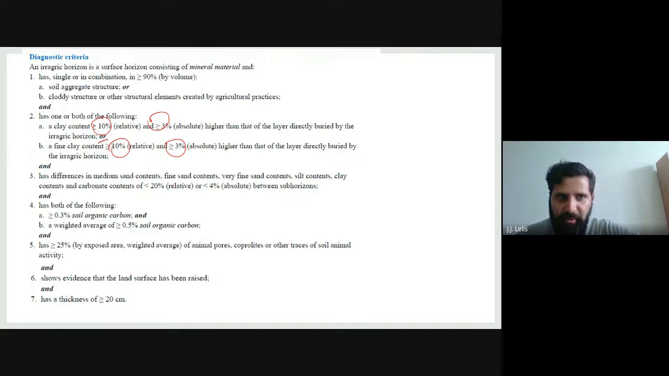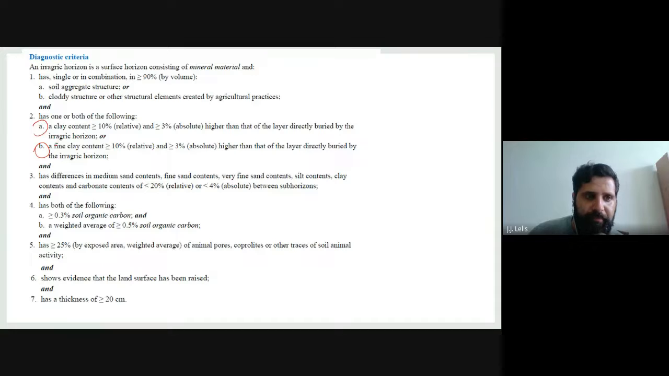You can see, or here. So we don't need to follow both these conditions. It's just A or B. Okay? Here we have the end. So we need to present some structure. We need to present an increase of the clay or fine clay content.